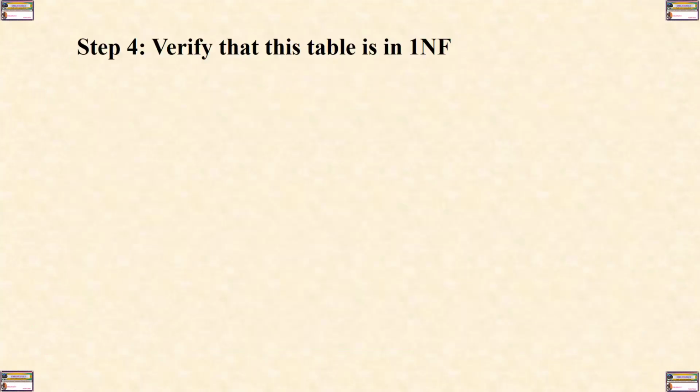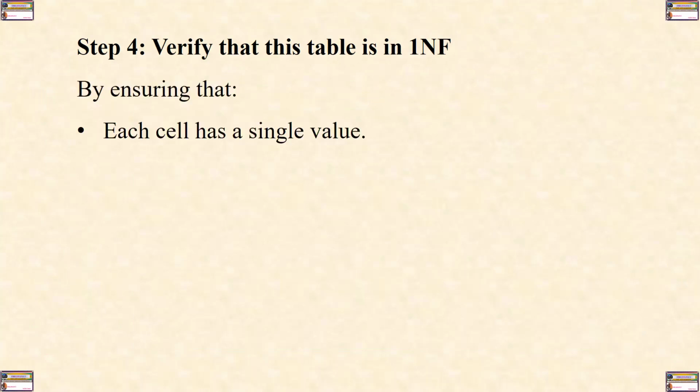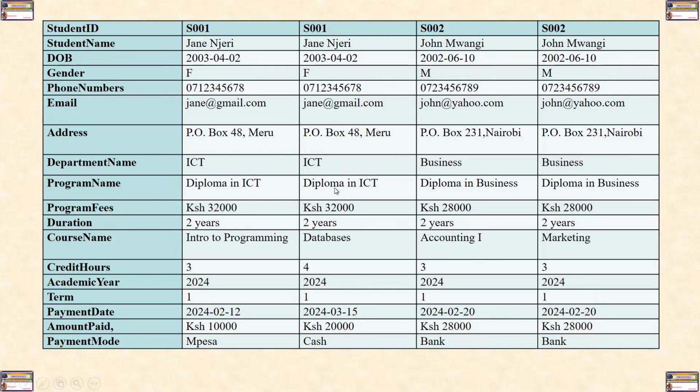So once we have done that, it's always good to verify that the table we've come up with is in first normal form. So how do you verify? You ensure that, number 1, each cell has a single value. Is each cell having a single value? Yes. What am I calling cells? What I'm calling cells are these. These are examples of a cell. So you ensure that each cell, or call them fields, has only 1 piece of information.